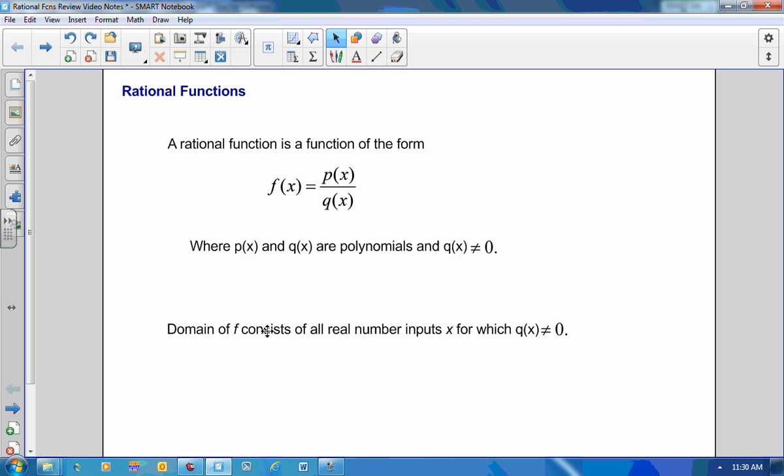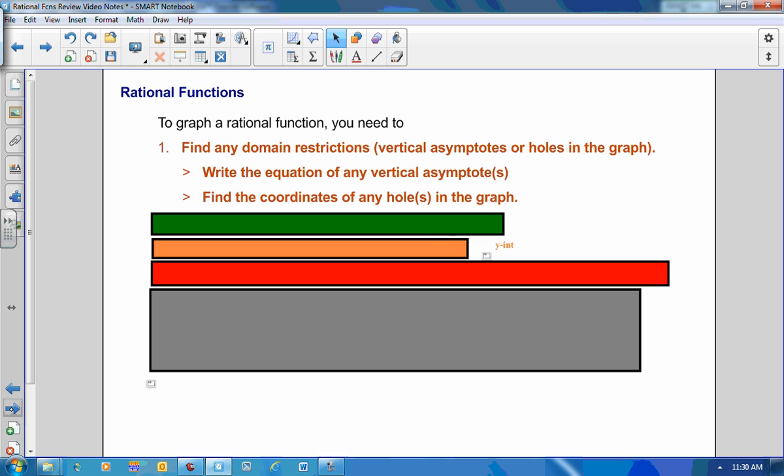The domain of a rational function f consists of all real number inputs for which q of x does not equal 0. So in part one of this lesson, we're just going to tackle finding domain restrictions in order to graph a rational function.